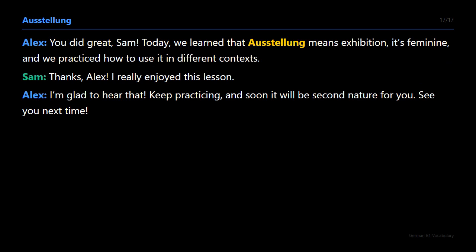Today, we learned that Ausstellung means exhibition, it's feminine, and we practiced how to use it in different contexts.